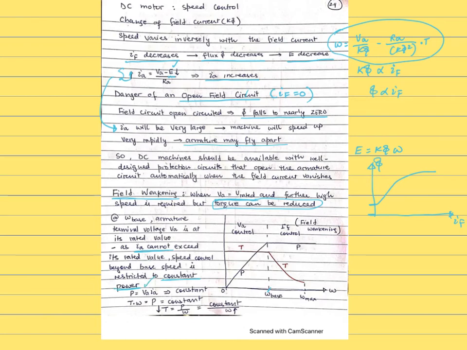So VA is fixed. IA cannot be increased beyond its rated value either, so power needs to remain constant. As power needs to remain constant, if we want to increase the speed, we will lower the torque. Make sense? So we will increase the speed and lower the torque. So these are the characteristics we are going to see using field weakening.